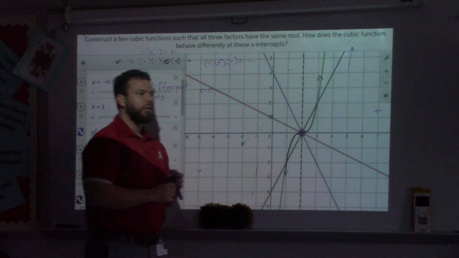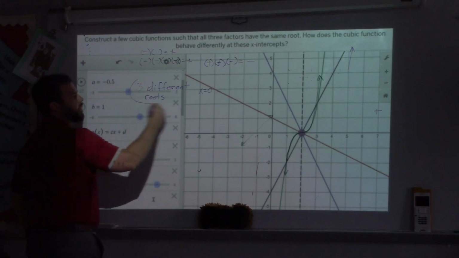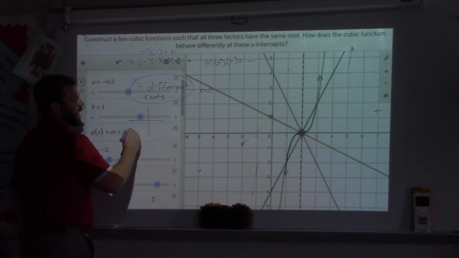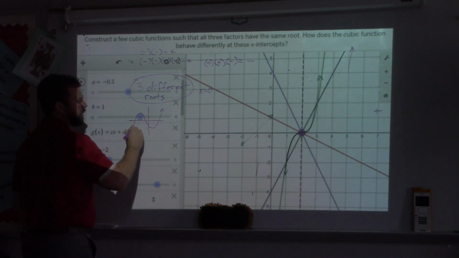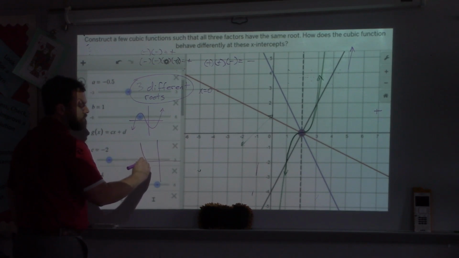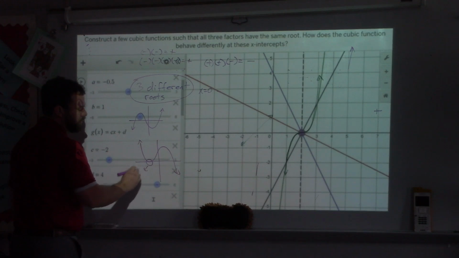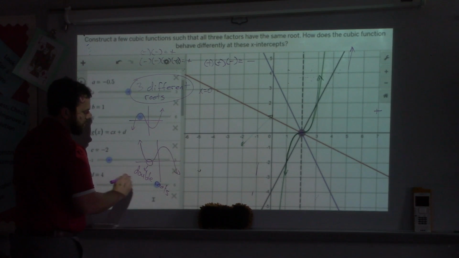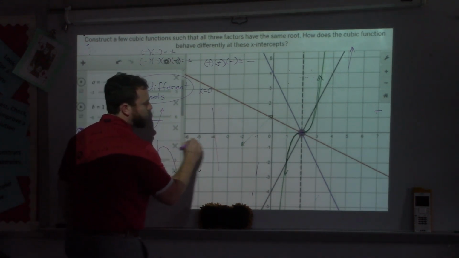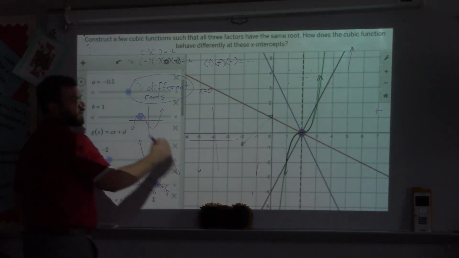So, here's what we need to notice. When it was 3 different roots, remember, it did just go straight through. When it was 2 different roots, meaning we had 1 root that was a double root, what was happening? It bounces, right? So, double roots bounce. But what about if it's a triple root? Is it going to go through like it does when it's a multiplicity of 1? No. It's going to curve through, right?